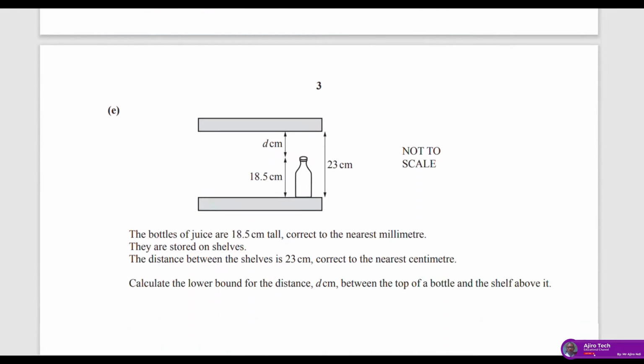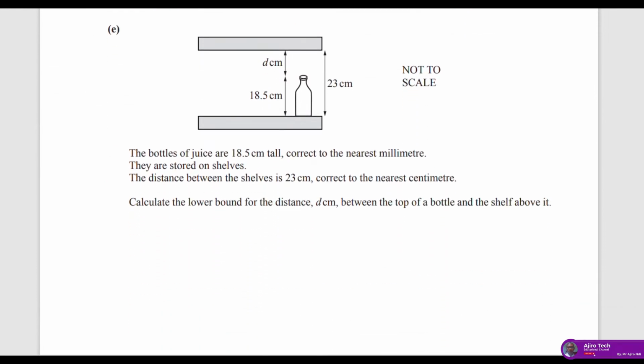Okay, next part. The bottles of juice are 18.5 centimeters tall, correct to the nearest millimeter. Let me write that as bottles 18.5 cm plus or minus, correct to the nearest millimeter. So plus or minus half of this millimeter, 0.5 mm.